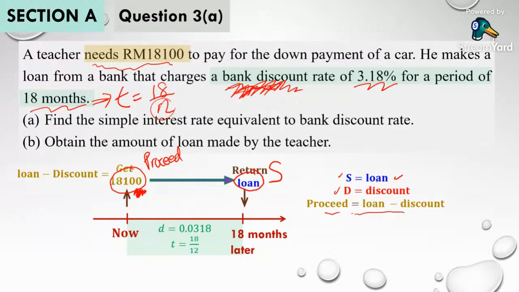Again, for discount rate, you must be very alert whether the money given in the question is the proceeds or the S. Proceeds is always the money that we want to get in hand. S is the money that we ask for. And of course, in discount, you won't get the exact value of the money you ask for. You get less than that.